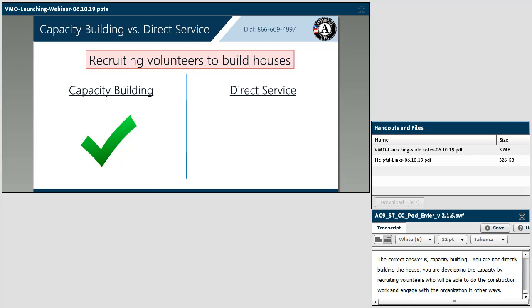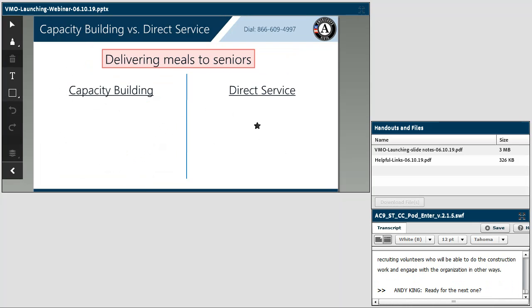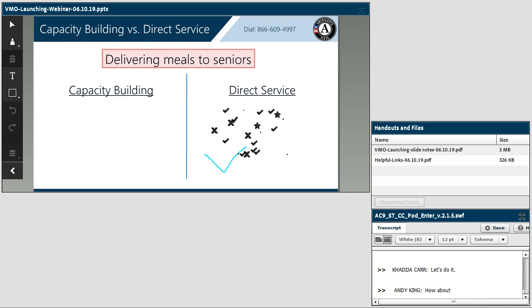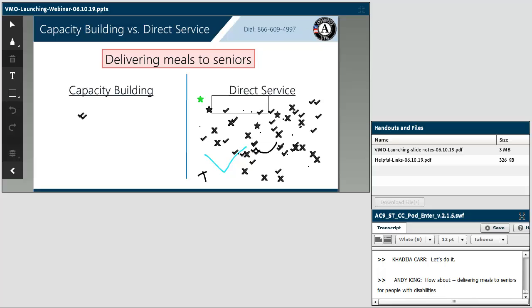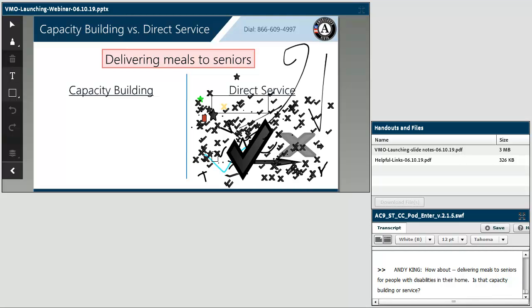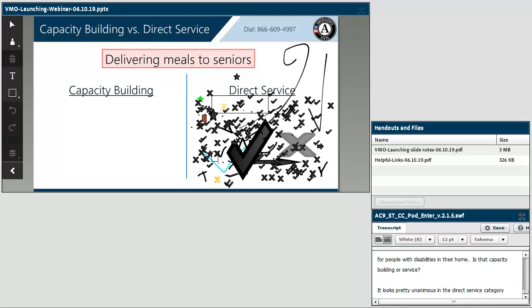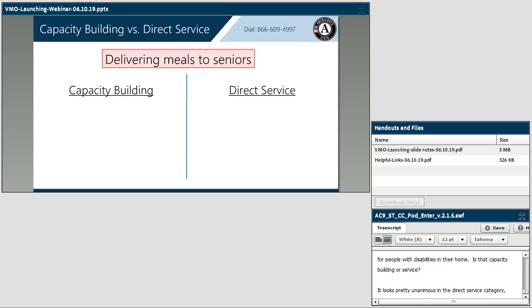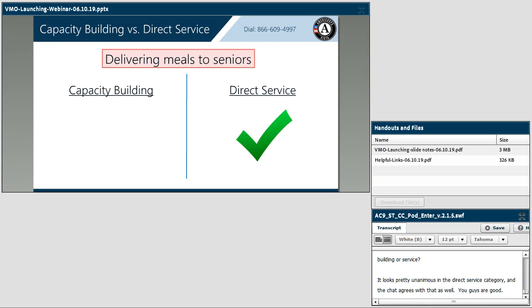All right. Ready for the next one? Let's do it. All right, how about delivering meals to seniors or people with disabilities in their home? Is that capacity building or direct service? And remember, use your X tool and just click. All right, it looks pretty unanimous in the direct service category. And the chat agrees with that as well. All right, you guys are good. We can reveal the answer now.